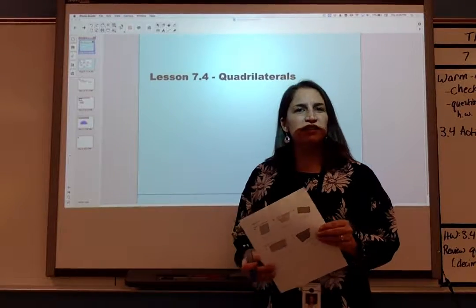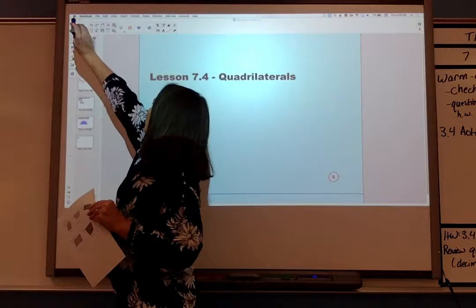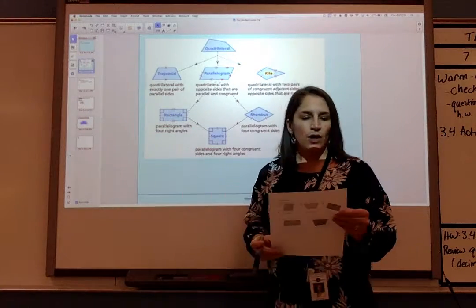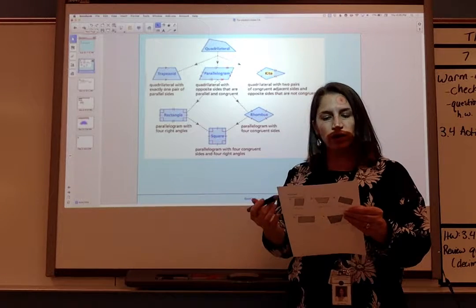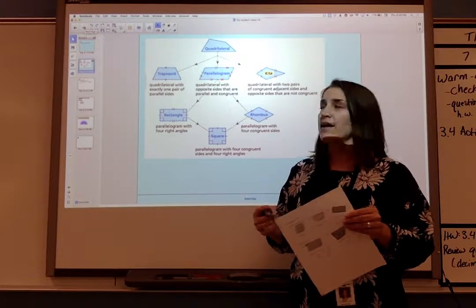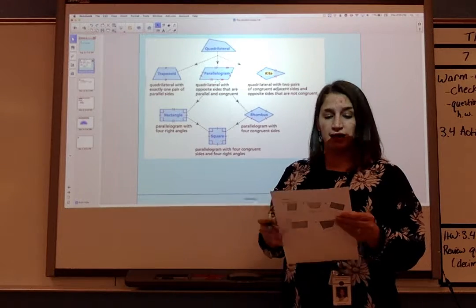Hey students, today's lesson is on quadrilaterals. So let's go ahead and do a little bit of vocabulary review. You should already be able to identify and describe all of the polygons listed in your notes. And they're all examples of quadrilaterals, meaning that they have four sides.